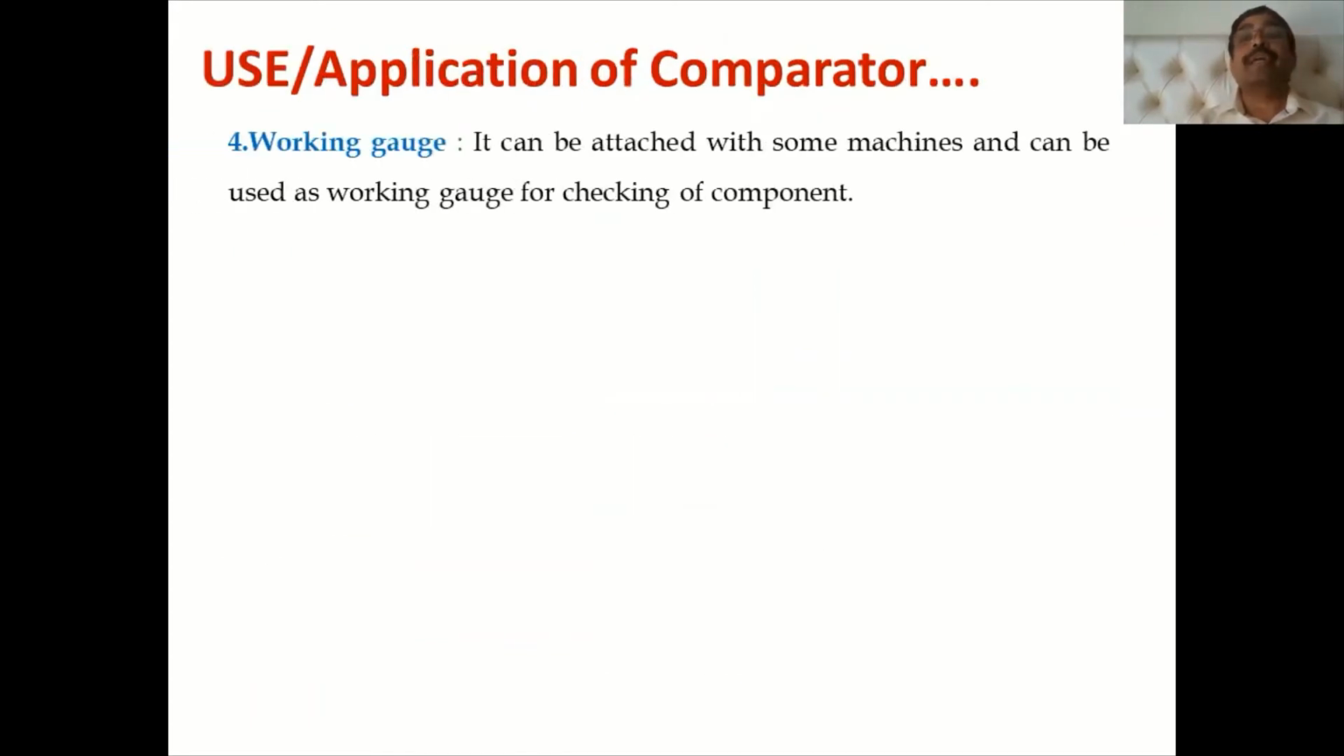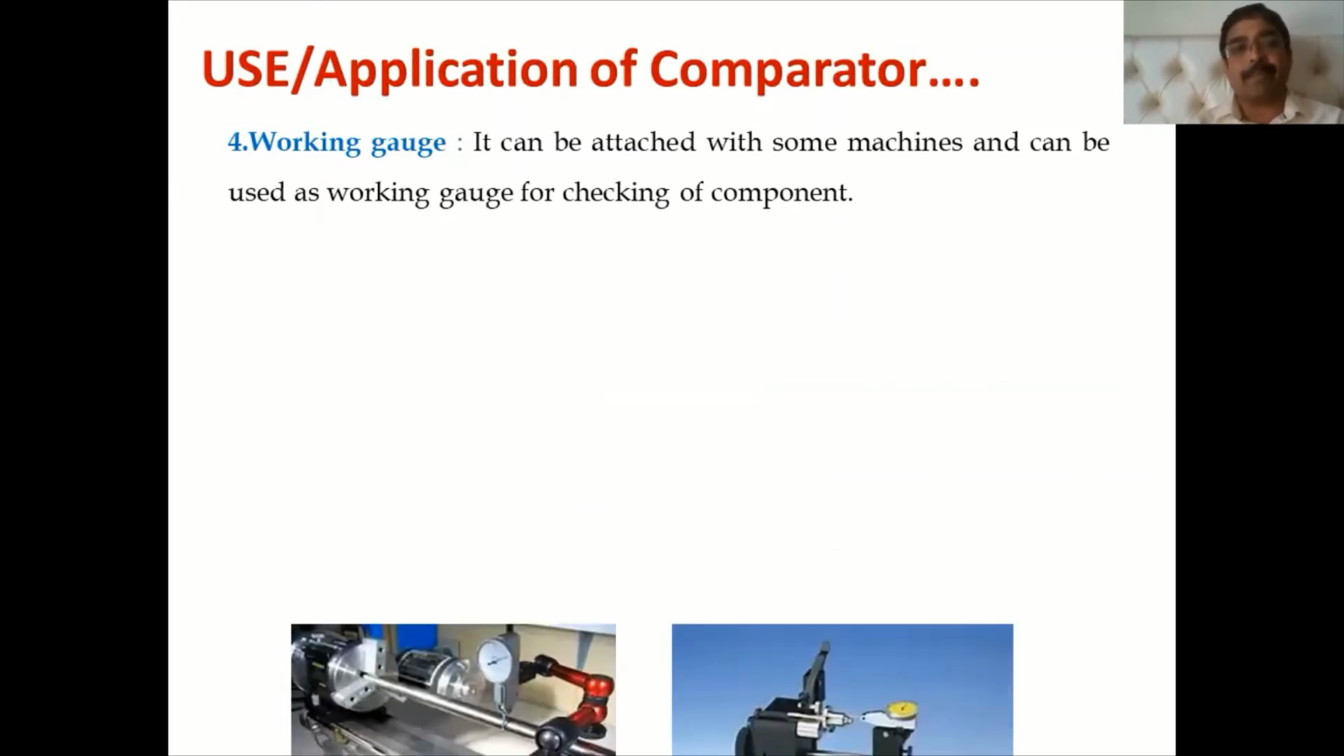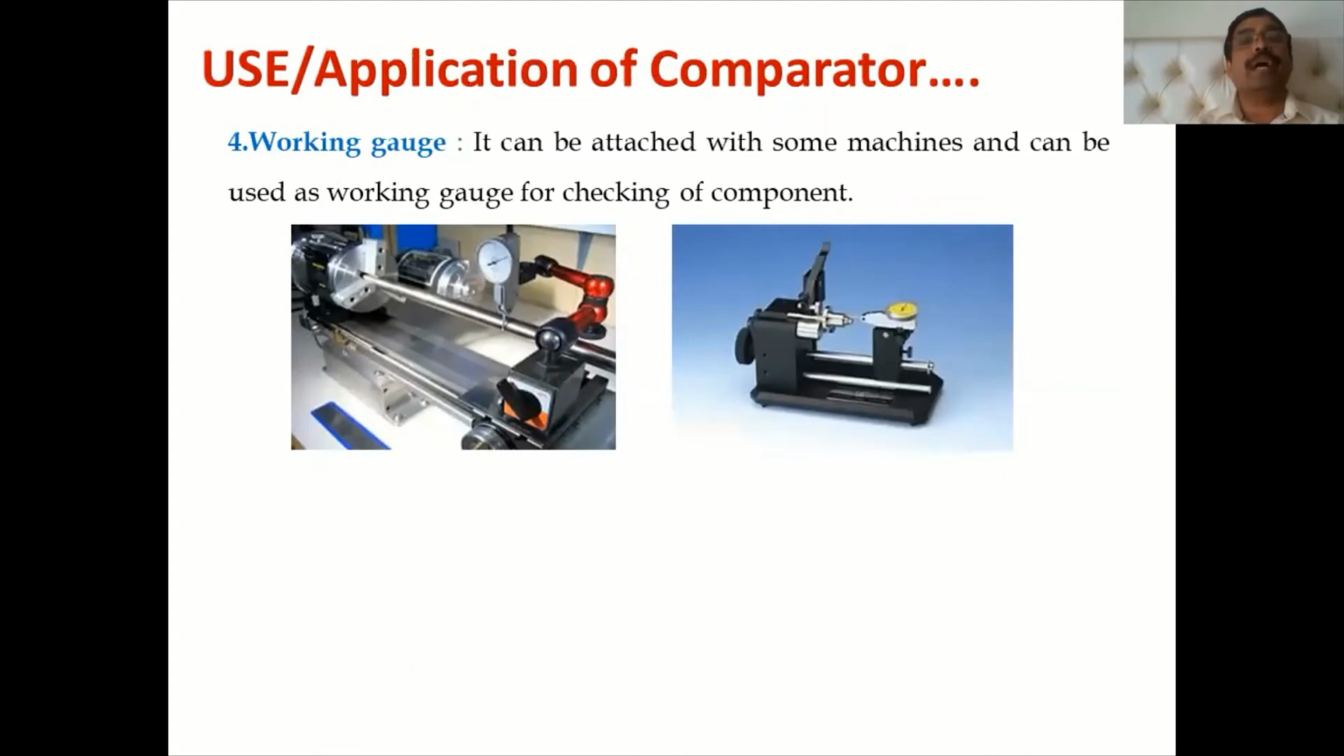Then working gauge. Working gauge means actually when we are using it in the workshops, especially when you are setting the machines and all that. Here I showed working gauges for checking the components. Can you see here? This is actually the job which has been held here in the chuck in the lathe machine. And if you want to check even the parallelism or the runout of the component also, it's very easy when we are using a comparator.